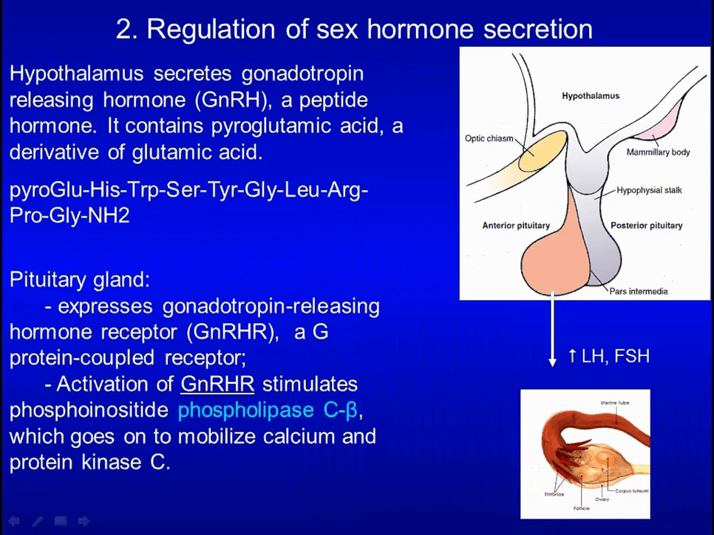Hypothalamus secretes gonadotropin releasing hormone. It is a peptide hormone. Anterior pituitary glands express gonadotropin releasing hormone receptor. Activation of this receptor activates G-alpha-Q phospholipase C pathway. It is one of the 4 G-protein coupled receptors that utilize this pathway, as described before.